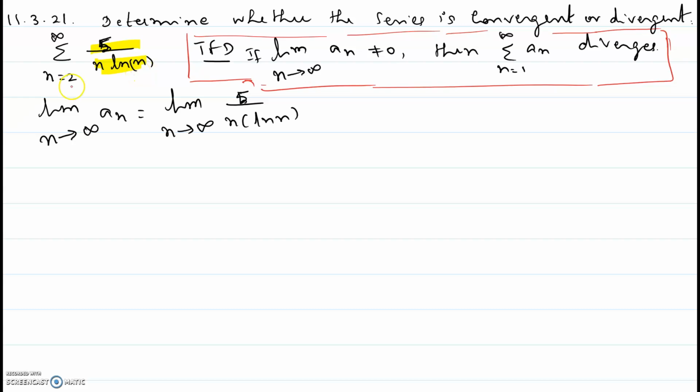Notice that in this series n starts at 2 because if you plug in n equal to 1 here, because of ln 1 the denominator would become 0, so the series starts at 2.